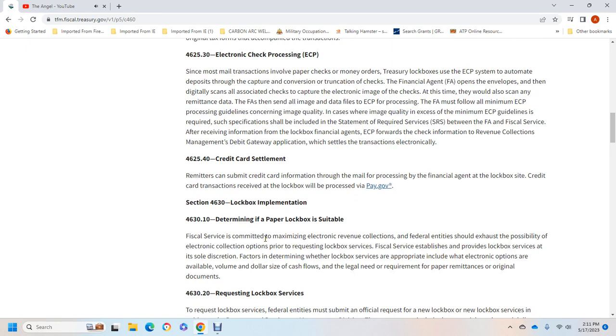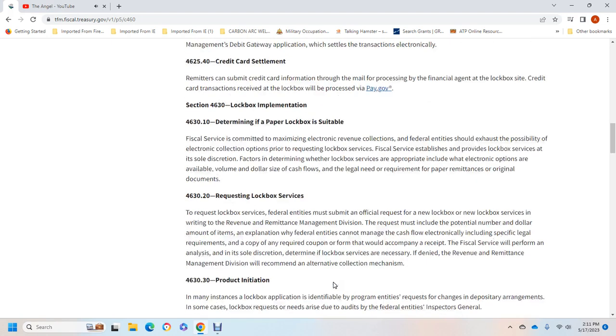Determining whether paper lockbox is suitable. Official services is committed to maximum electronic revenue collection, so the federal entity should exhaust the possibility of electronic collection as an option before requesting a lockbox. Discretion is a factor in determining whether lockbox service is appropriate, including whether electronic options are available. Volume, dollar size, cash flow, legal need, and requirements for paper remittance original documents are considered.